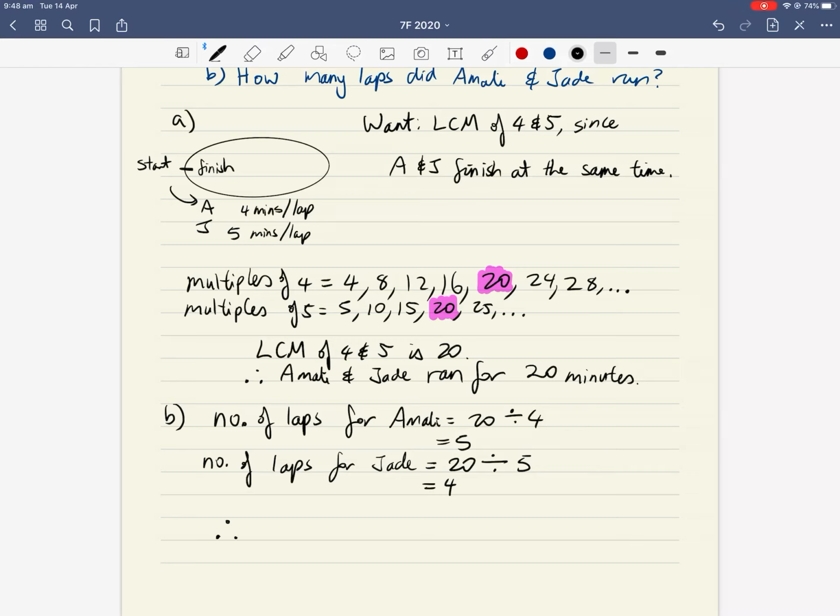So finish off with a sentence conclusion to answer your word problem. So therefore Amali ran 5 laps and Jade ran 4 laps of the oval. And finish your sentence with a full stop.